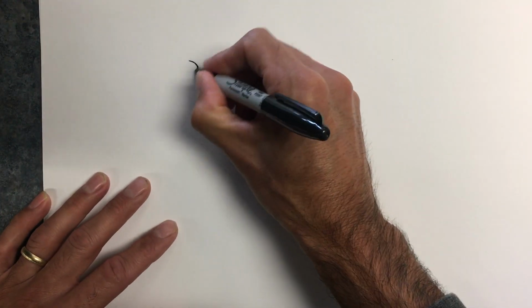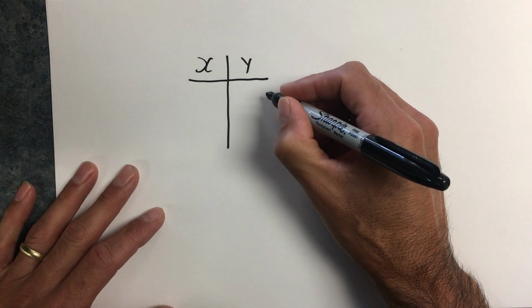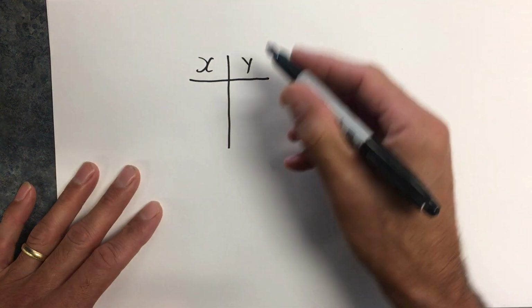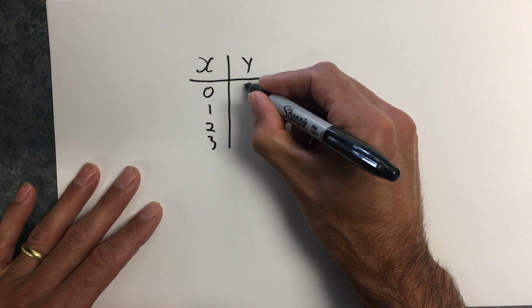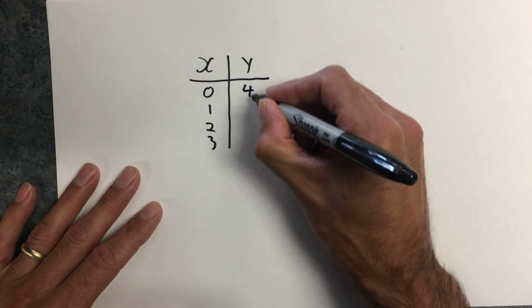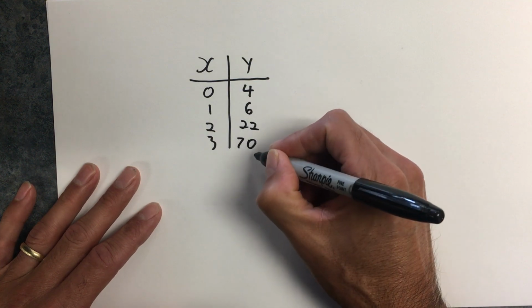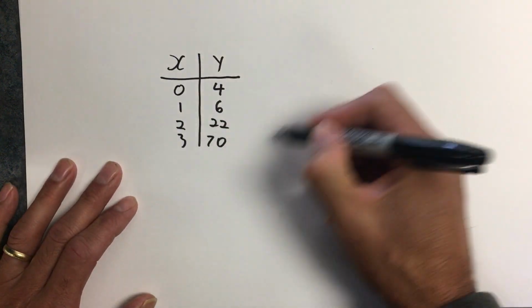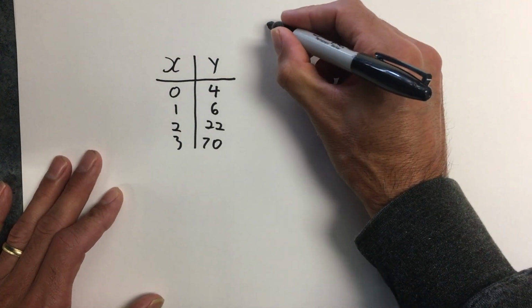Okay, so consider our problem where we know points where x is 0, 1, 2, 3, and our y value is 4, 6, 22, and 70. So I've got 4 points on the Cartesian plane, and I'm going to find a third order polynomial.